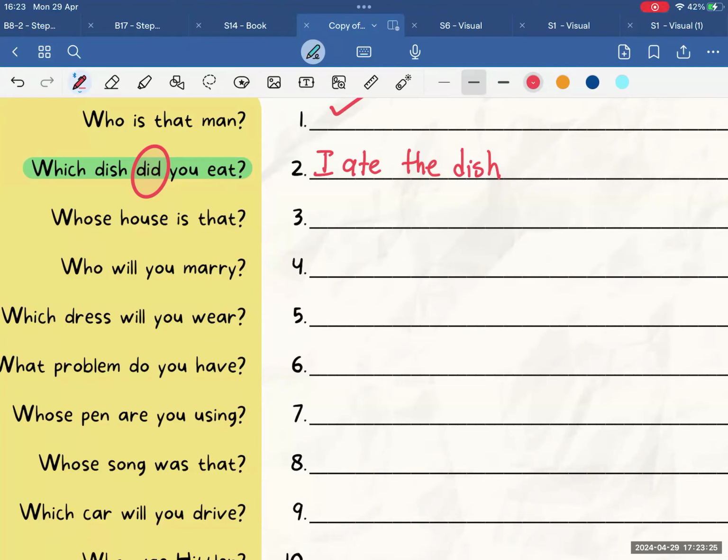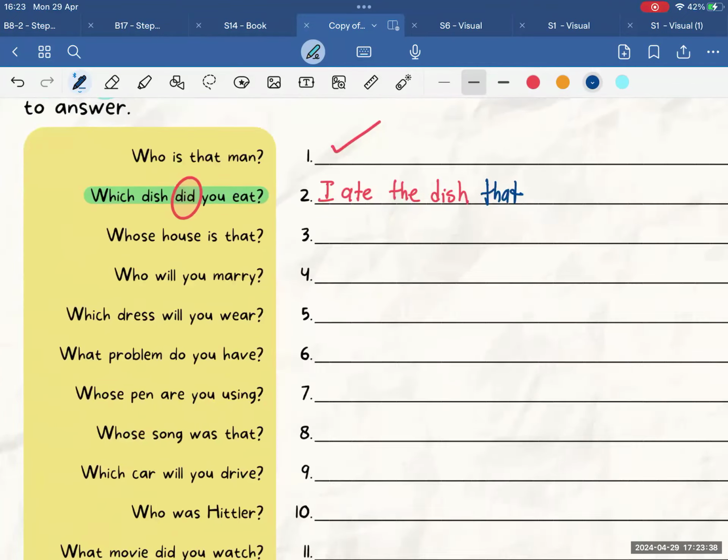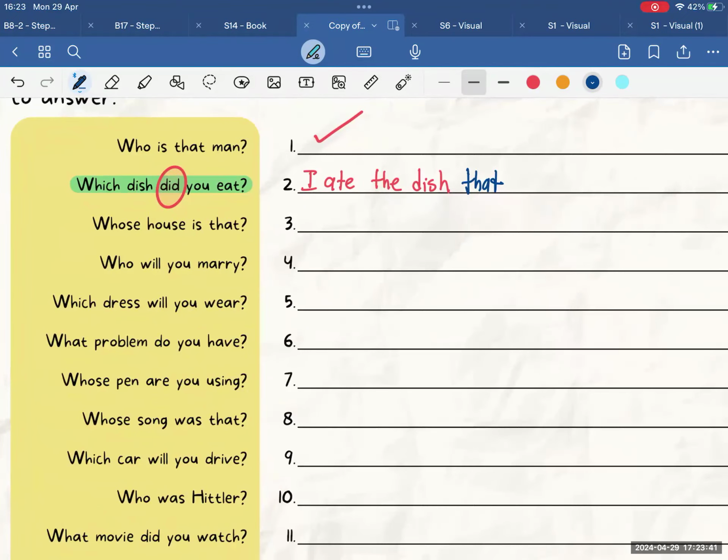Which dish did you eat? Puede ser that, because it's a joker, of course. I ate the dish that, and then you need to describe it, Regina. What dish? This is your subject. Ya tienes tu sujeto. You need a verb, and then you need a complement. Well, this is your subject connector, right?